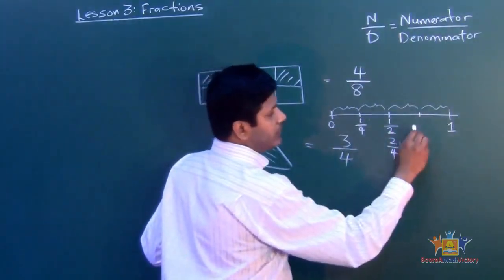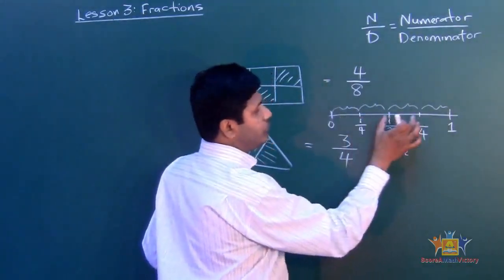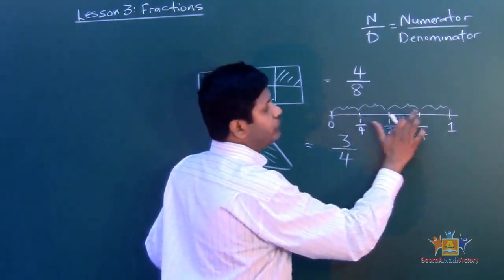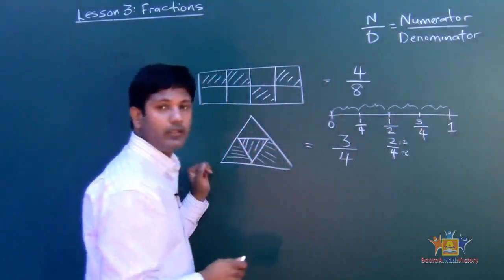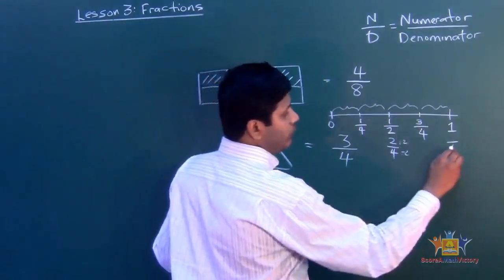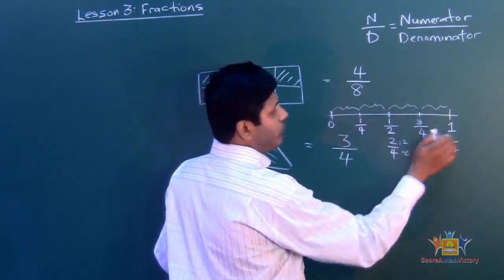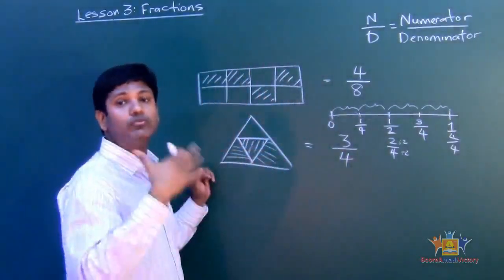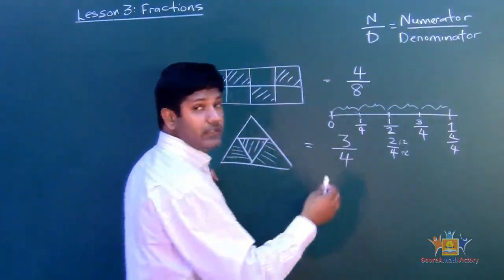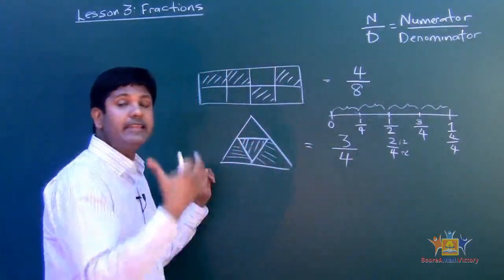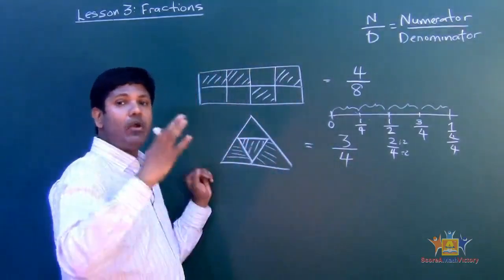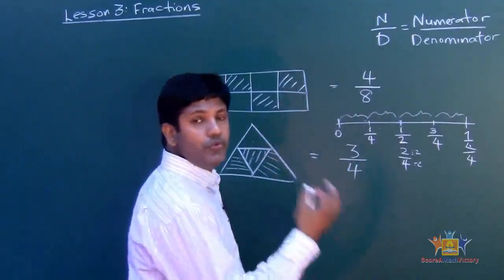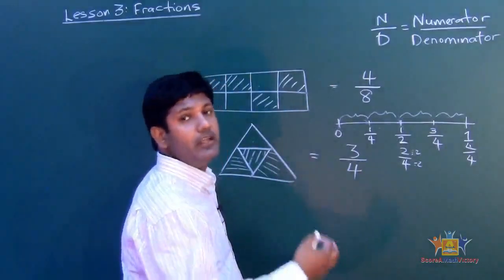And what would this be? 4, because 1, 2, 3, 4. And this one goes up to how many numbers? 1, 2, 3, 4 sections, and we're going up to 4. So 4 over 4 is 1. So whenever the numerator and the denominator are the same, they're always equal to 1.